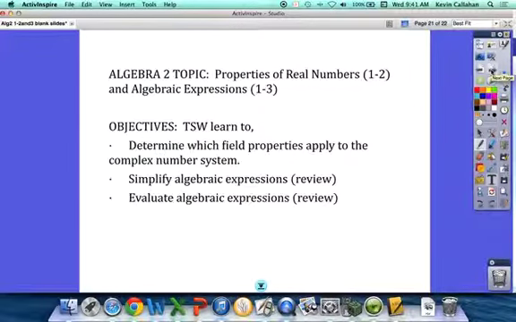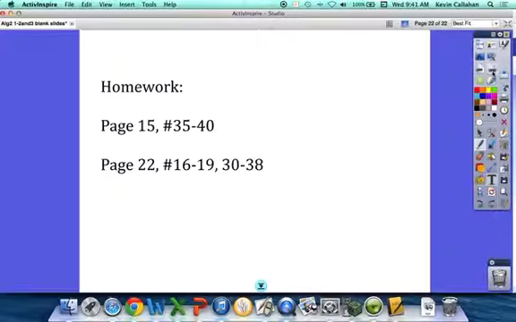So that's what we did, right? We went over the properties, reminded ourselves on the properties. We know that they're about real numbers, but they really are supposed to be about more than just real numbers. We learned how to simplify algebraic expressions, which is mostly combining like terms. We learned how to evaluate algebraic expressions, which is plugging in a value for the variables. That's it. The homework is coming from those two sections.